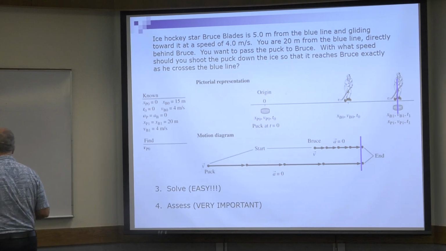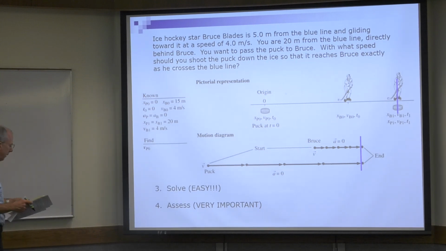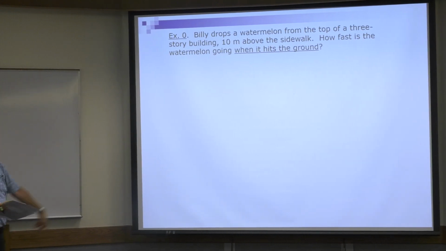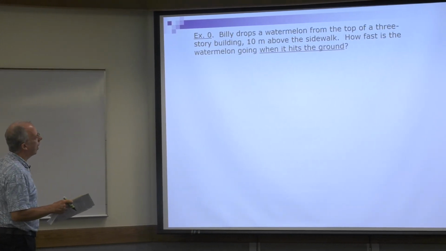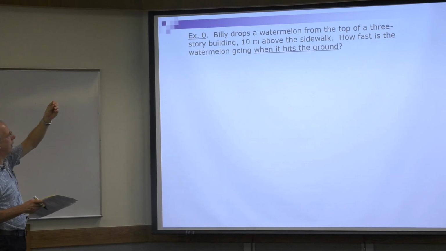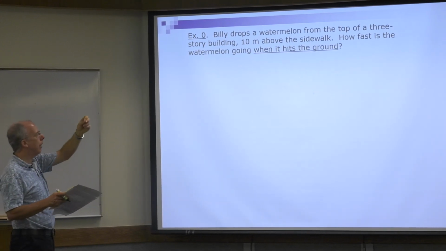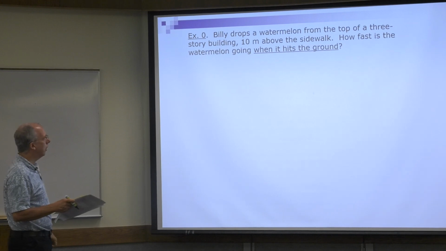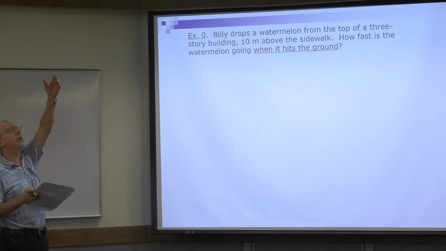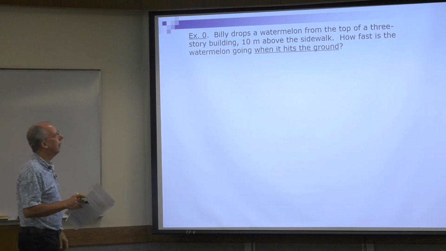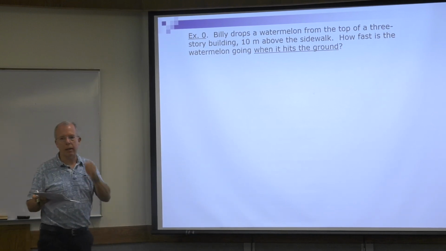All right, let's do some more examples. Okay, so read it twice. All right, so Billy drops a watermelon from the top of a 3-story building. I'm picturing in my head, you know, 10 meters above the sidewalk. How fast is the watermelon going when it hits the ground? So I'm picturing it, right, this kid dropping a watermelon. Hope nobody's around, right? Okay, now, 10 meters above the sidewalk.